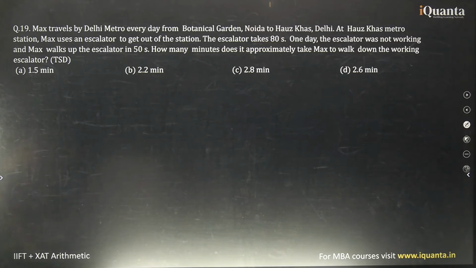Max travels by Delhi Metro every day from Botanical Garden, Noida to Haus Khas, Delhi. Senseless stuff is given over there. At Haus Khas metro station, Max uses an escalator to get out of the station. The escalator takes 80 seconds. One day the escalator was not working and Max walks up the escalator in 50 seconds. How many minutes does it approximately take Max to walk down the working escalator?